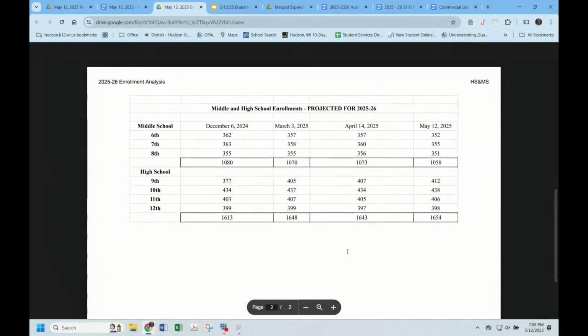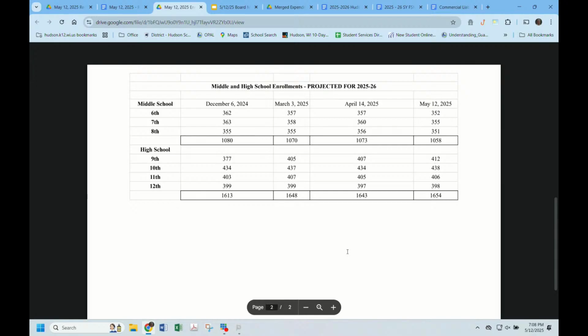Now we're moving on to personal technology use update. Real quick, should we hit the high school, middle school numbers? Oh, I'm sorry. Did I jump ahead? Just a quick update on there. The middle school did go down a few kids, so from 1073 to 1058 versus the last report. High school went up a few kids, so 1643 to 1654. Nothing out of the ordinary. There's a lot of fluctuations this time of year, so that's it.